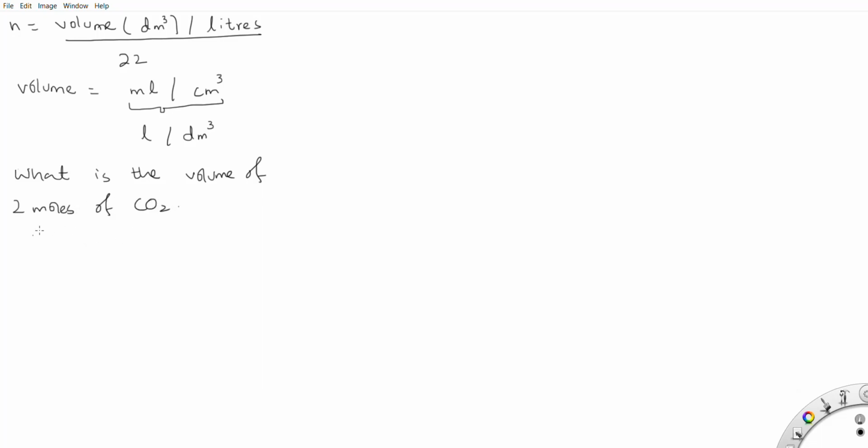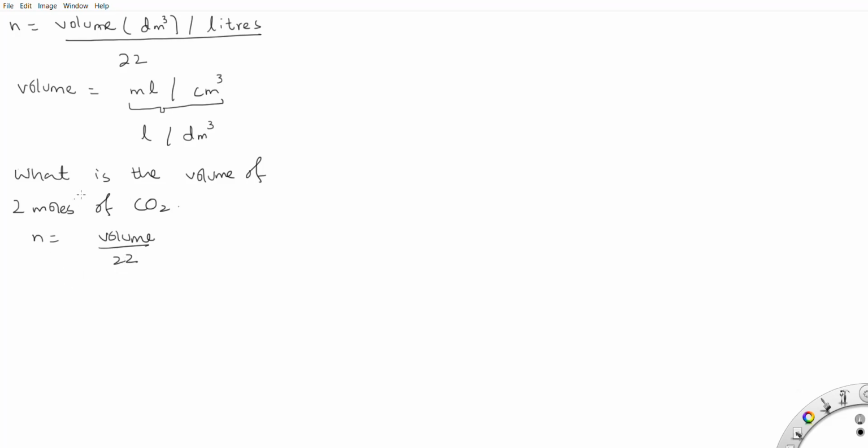So I can use the formula given, that is volume over 22. This is the standard molar volume, that is the volume occupied by 1 mole of any gas at standard temperature and pressure. By standard temperature and pressure, we mean 273 Kelvin and 1 atmospheric pressure. So this constant is derived on the assumption that any gas would occupy a volume of 22 liters if it has 1 mole at standard conditions.